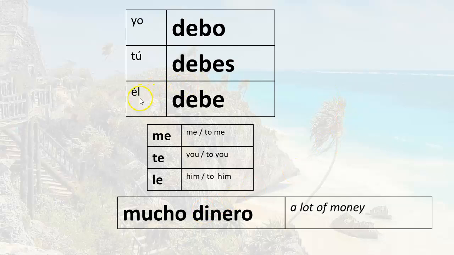And finally, él debe, he owes. I can say he owes me a lot of money. Él me debe mucho dinero. Or I could say he owes a lot of money to you, or he owes you a lot of money. Él te debe mucho dinero.